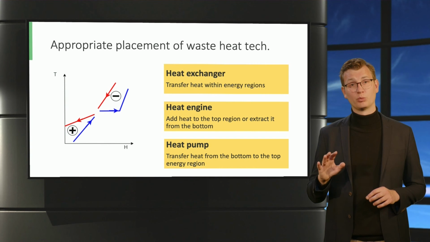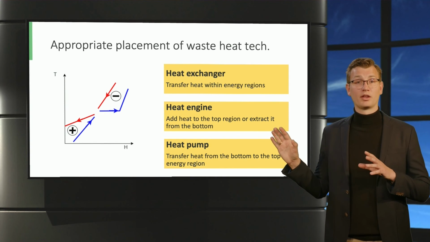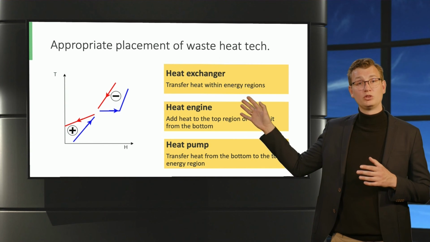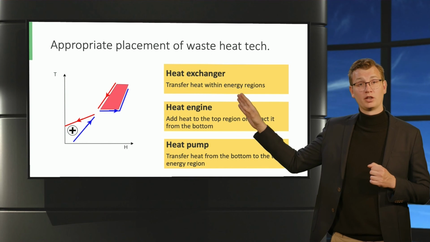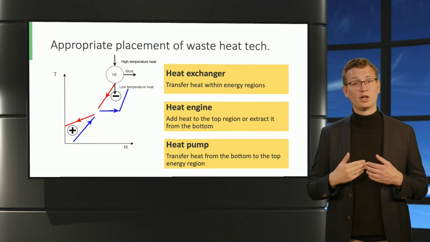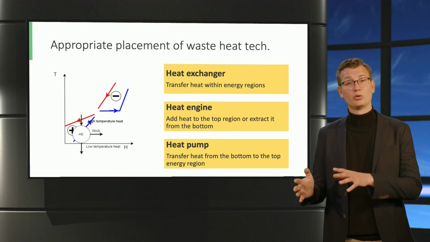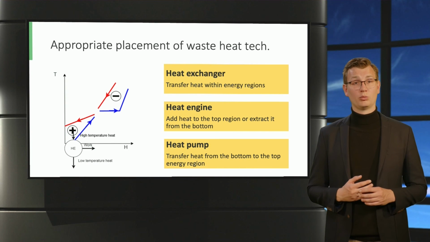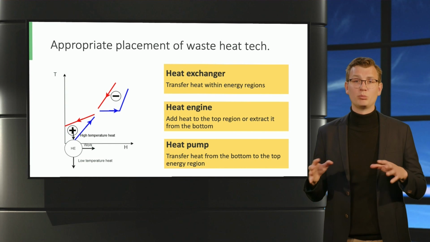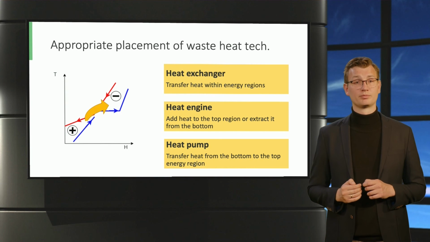The appropriate placement of waste heat technologies also abides by these three rules. Therefore, when we look at these technologies and we start again with the heat exchanger, we should transfer heat within the red area or within the blue area. And a heat engine should either use its own waste heat to supply heat above the pinch, or it should convert surplus heat into work. A heat pump can only increase process efficiency when it transfers heat from below the pinch to above it, thereby reducing both heating and cooling requirements.